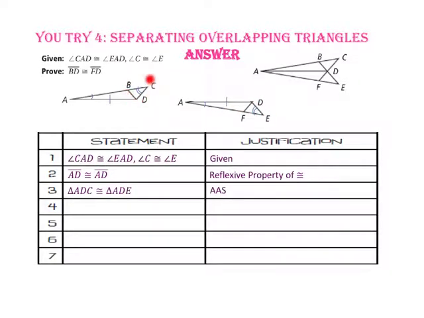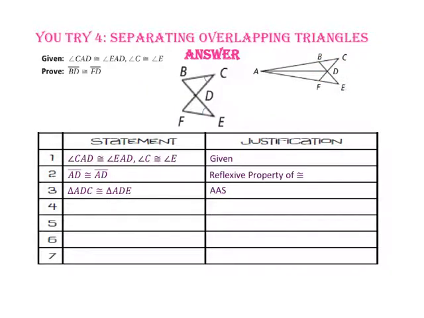Now let's focus on these two triangles, this part here. Since corresponding parts of congruent triangles are congruent, side CD of triangle ACD is congruent to side ED of triangle AED. Since vertical angles are congruent, angle BDC is congruent to angle FDE. By angle side angle, triangle BDC is congruent to triangle FDE. And finally, since corresponding parts of congruent triangles are congruent, side BD is congruent to side FD.